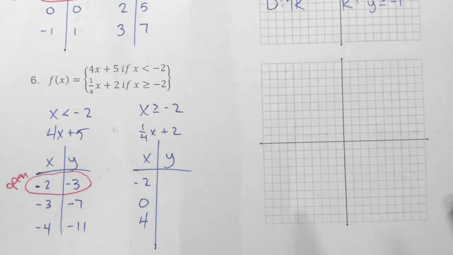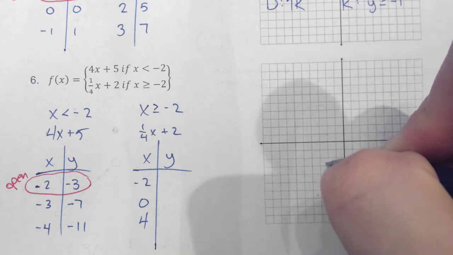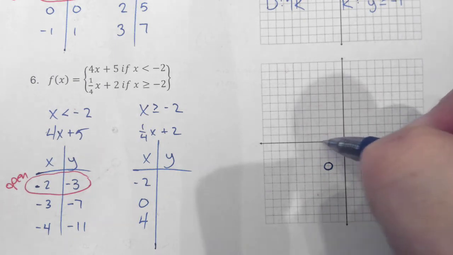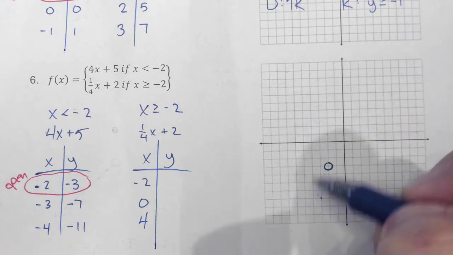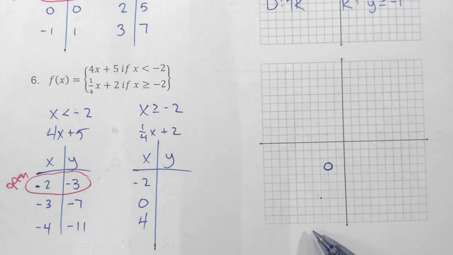Let's go ahead and plot those points this time. Let's see. So that'd be left 2 and down 3. That's a big open circle. Next one is left 3 and down 7. 1, 2, 3, 4, 5, 6, 7. And my next one's at -4, -11. It'd be right about there. You didn't have to plot that point since it didn't quite make it onto the graph, but I went ahead because it'd be right about there.